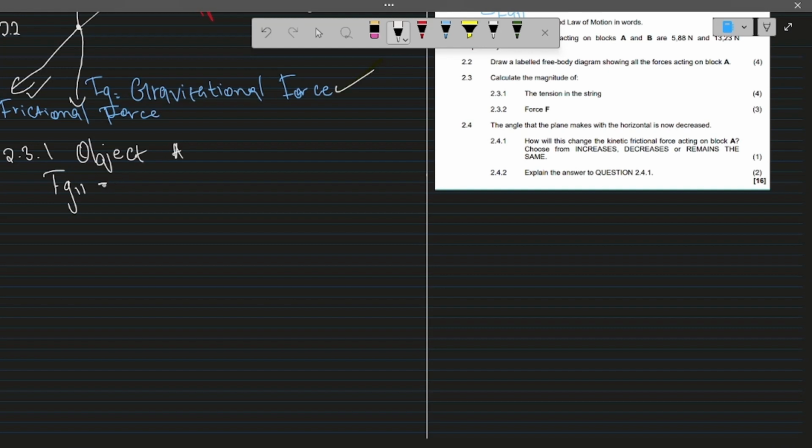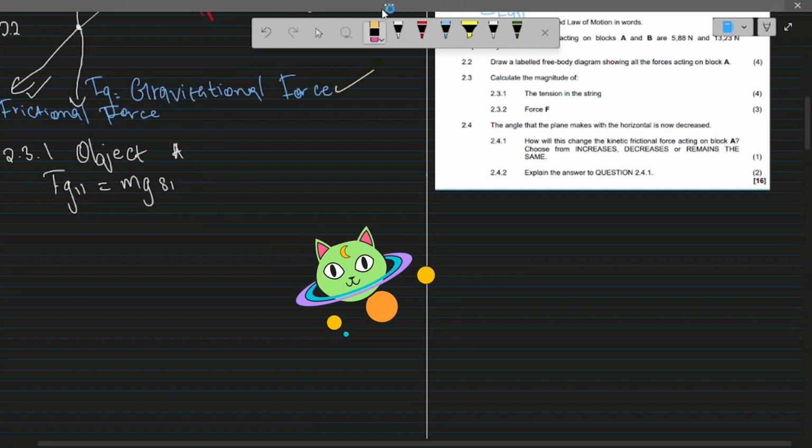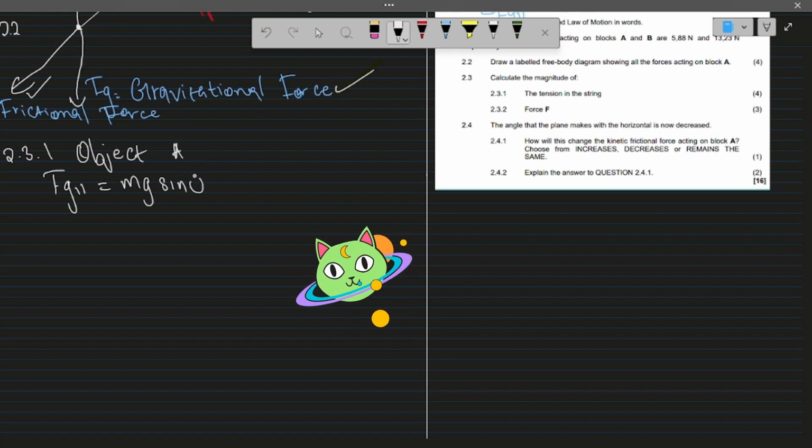So what does the formula for F_g parallel say? It says it's mg sine theta, right? We know that the mass of the object is 4 kg, because m stands for the mass of the object, and g stands for the gravitational acceleration, so it's going to be 9,81.